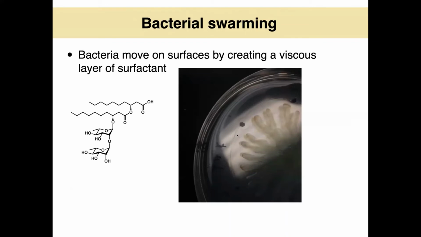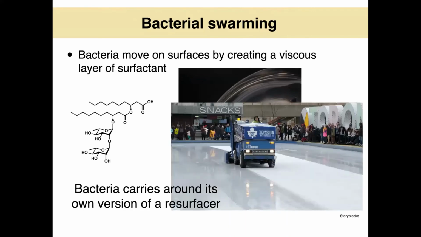Sorry, I don't have the data to show you right now, but we're working on the dynamics of this surfactant layer. The way the surfactant layer works is that if bacteria are grown on a surface, they resurface that surface to their liking. I could describe it like this: if you've ever been ice skating, after you skate for a while the ice becomes rough and you don't glide very smoothly. If you can resurface it, change the material properties of the surface, then you glide a little smoother. So this bacterium carries around its own version of a resurfacer. If the surface is not good, they resurface it and then they can move around on it.